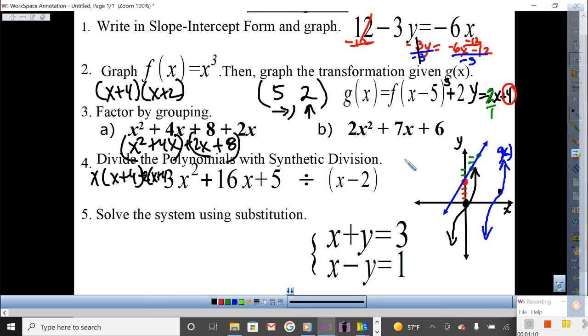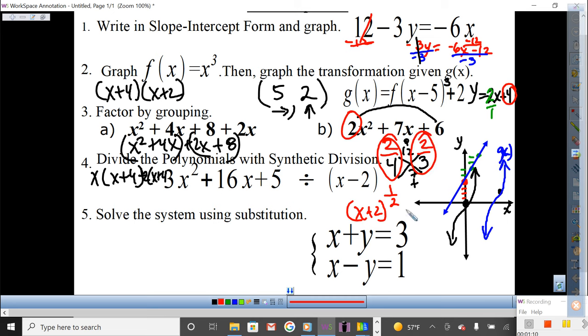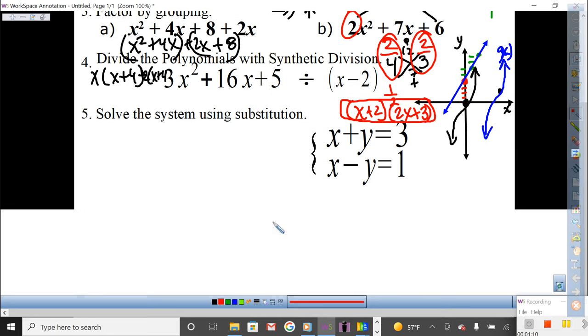B, I said try the shortcut, yes? That's 12. Factors of 12 that add up to 7. 4 and 3, and I'm going to use the shortcut. My leading coefficient is 2, so I'm going to make two fractions. Can I simplify this fraction more? Yeah, that becomes 1 half, is that correct? So that means 1x plus 2. Can I simplify this fraction? No, so that's 2x plus 3. Those are my factors. Hands if you got that. Pretty good.